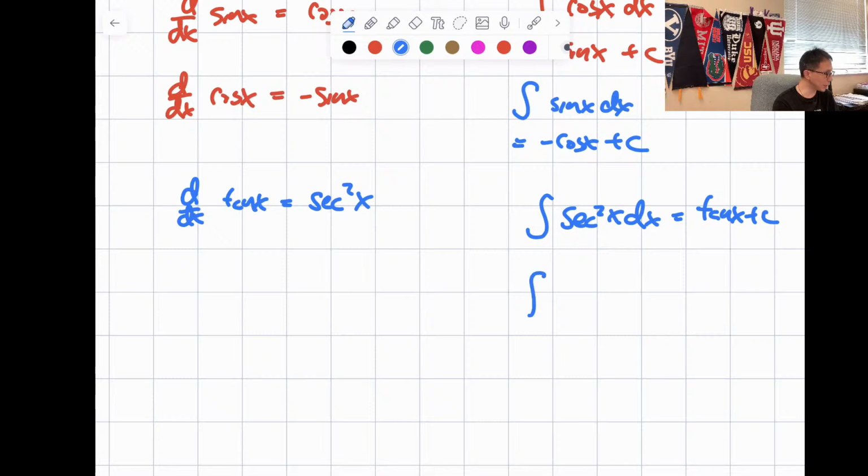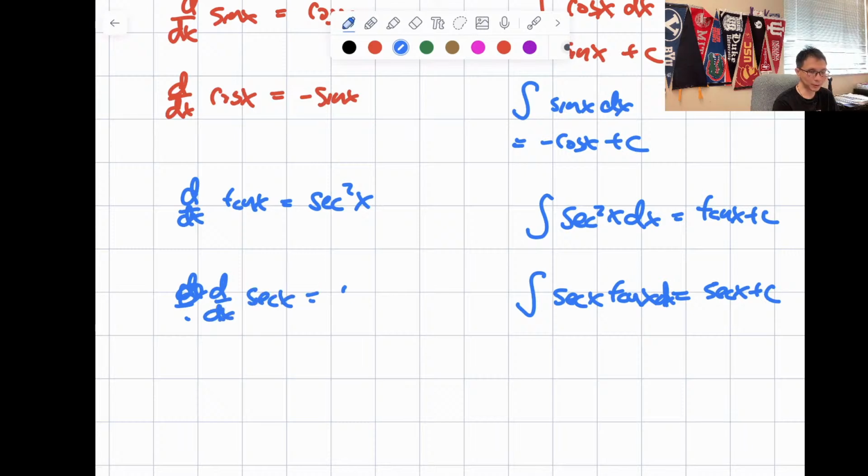Now, what is the integration of secant of x tan of x dx? Secant of x plus c. Is that okay? Because the derivative d/dx of secant of x is equal to secant of x tan of x.